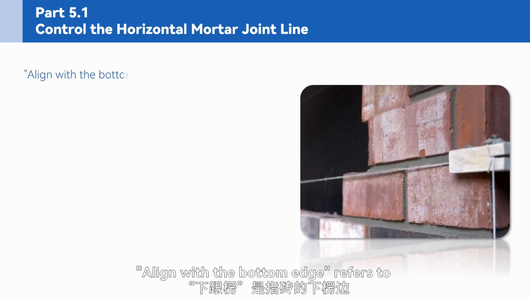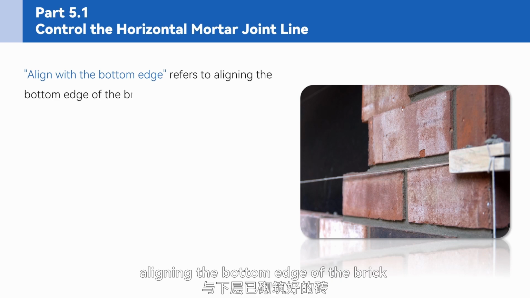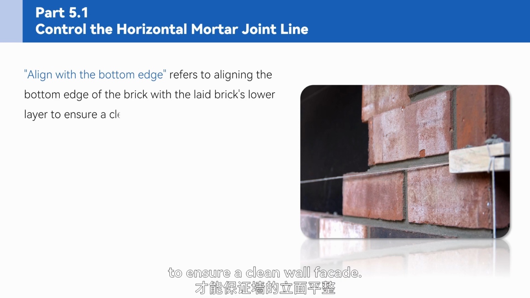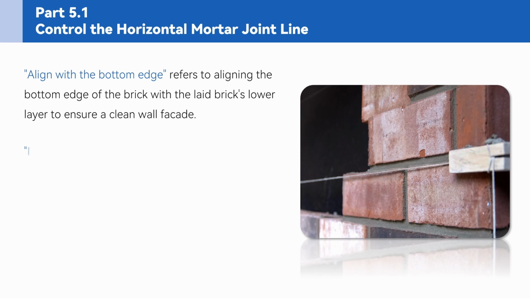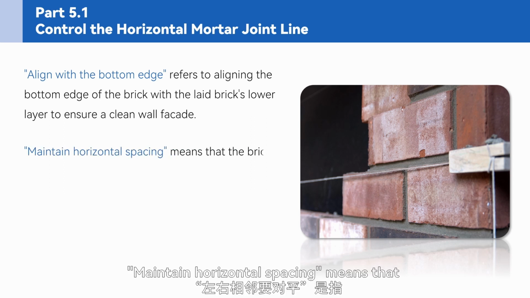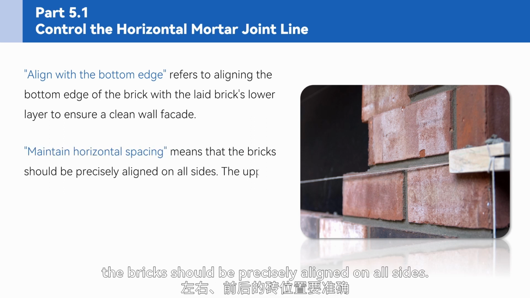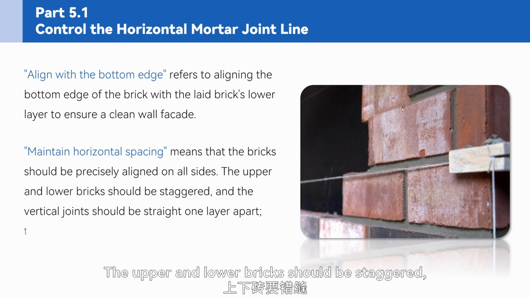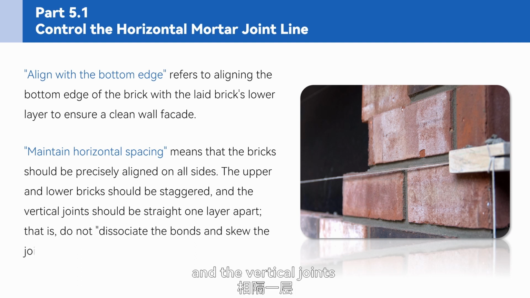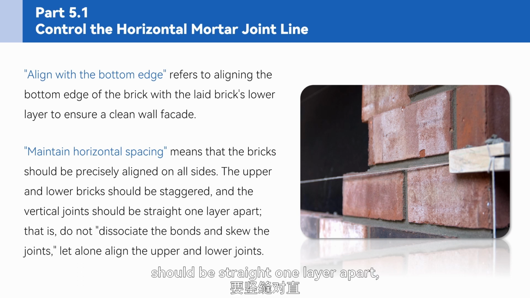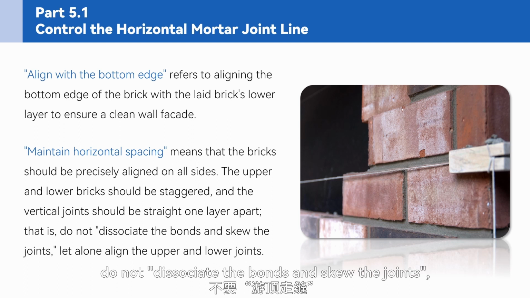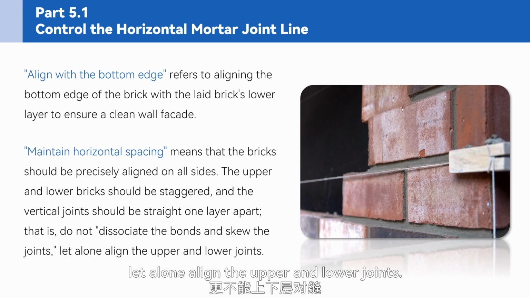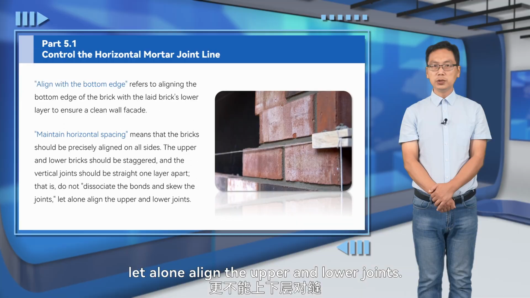Align with the bottom edge refers to aligning the bottom edge of the brick with the laid brick's lower layer to ensure a clean wall facade. Maintain horizontal spacing means that the bricks should be precisely aligned on all sides. The upper and lower bricks should be staggered, and the vertical joints should be straight 1 layer apart, that is, do not dissociate the bonds and skew the joints, let alone align the upper and lower joints.